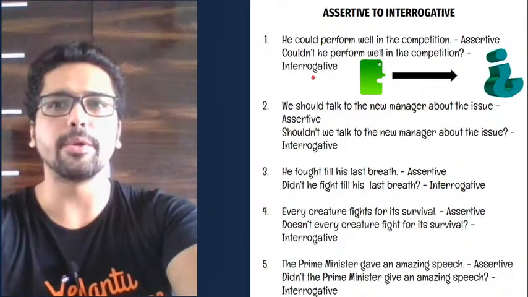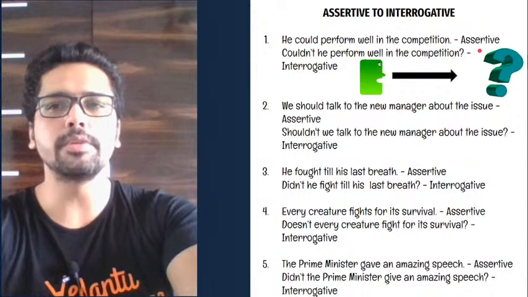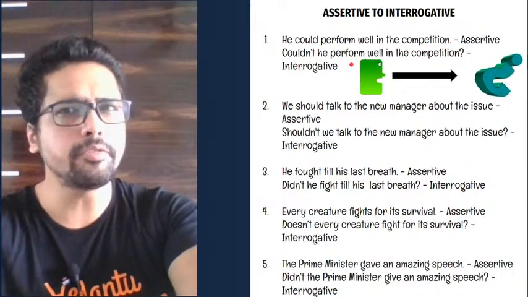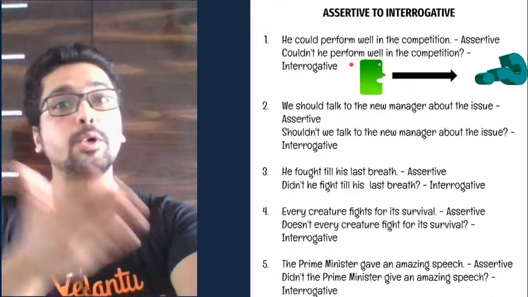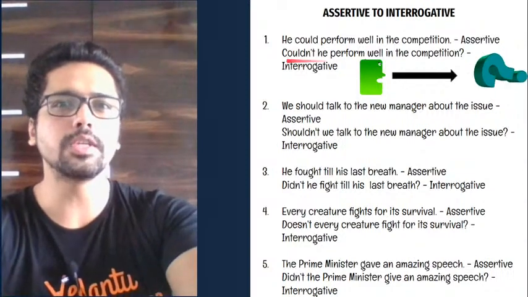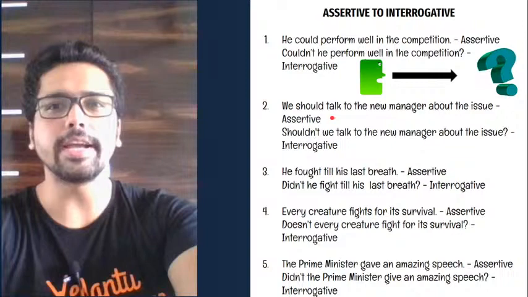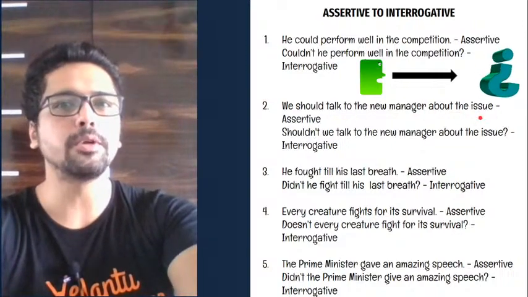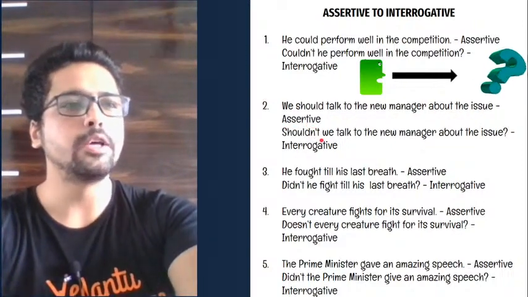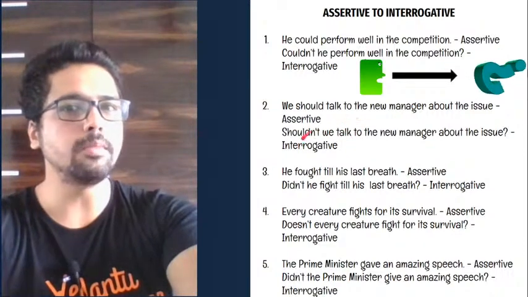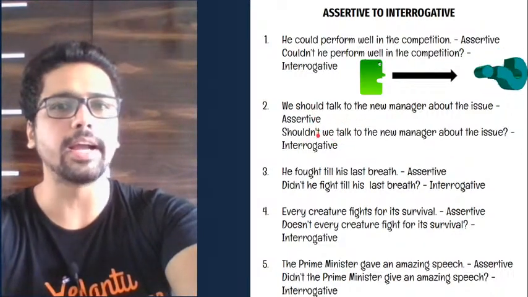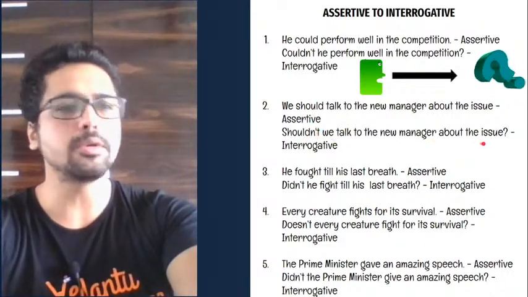It becomes interrogative. He could perform well in the competition is assertive. So couldn't he perform well? He could perform well. Couldn't he perform well? See, we are using a question tag to make it interrogative. Look at the second one. We should talk to the new manager about the issue. This is assertive, right? So shouldn't we? The should becomes shouldn't we? We're using a question tag. Shouldn't we talk to the new manager about the issue?